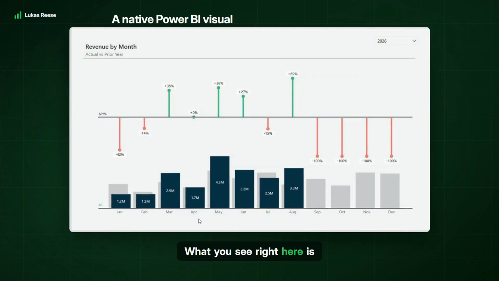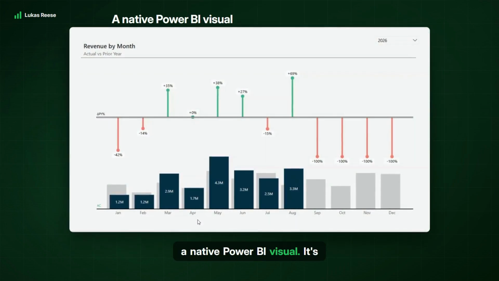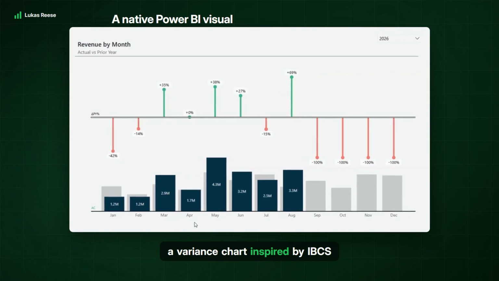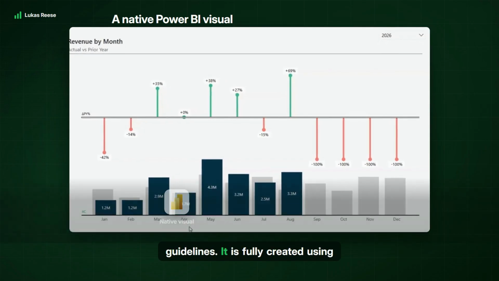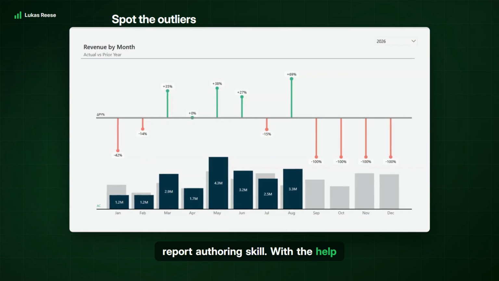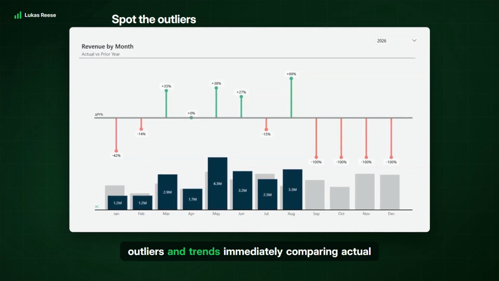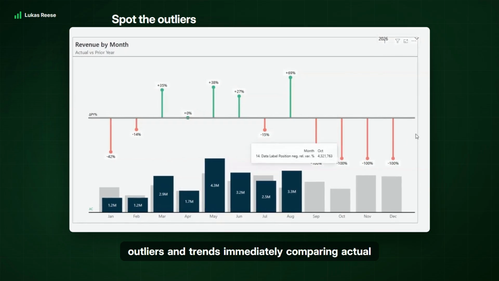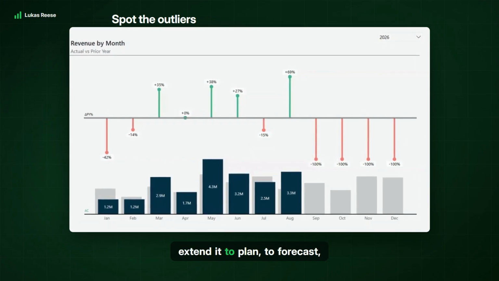What you see right here is a native Power BI visual. It's a variance chart inspired by IBCS guidelines. It is fully created using Claude AI, using the Power BI report authoring skill. With the help of this chart, you can spot outliers and trends immediately, comparing actual versus the prior year. You can extend it to plan, to forecast, to anything that you like.